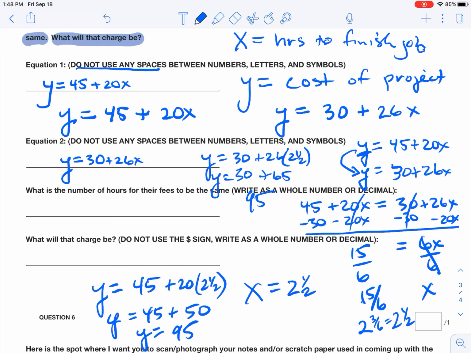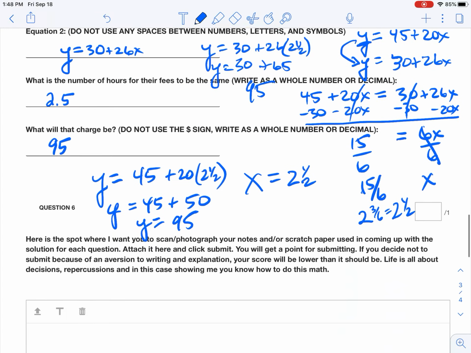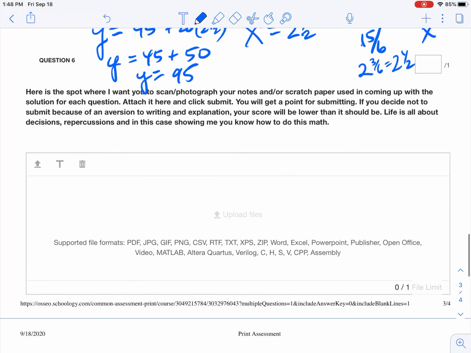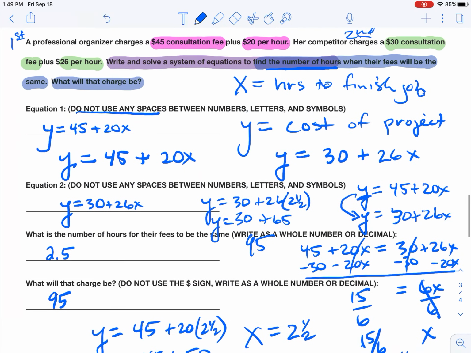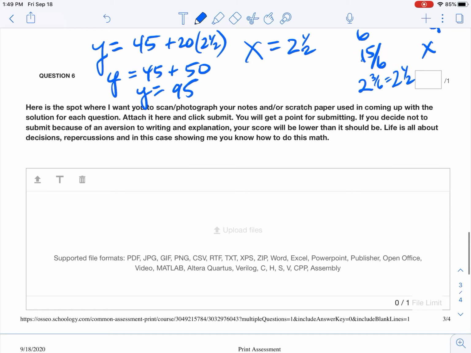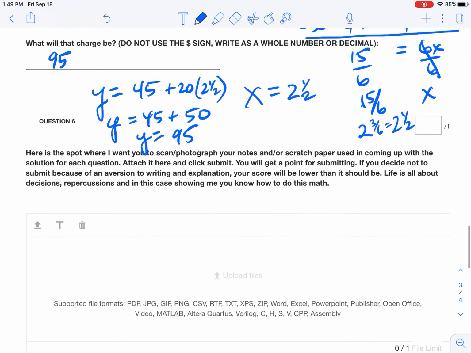So what is the number of hours for their fees to be the same? Write as a whole number or a decimal. 2.5. What will that charge be? 95. Done. And many of you did this effectively. You just took a picture of your notes and uploaded them, and then you would get a point for doing that. So thank you.